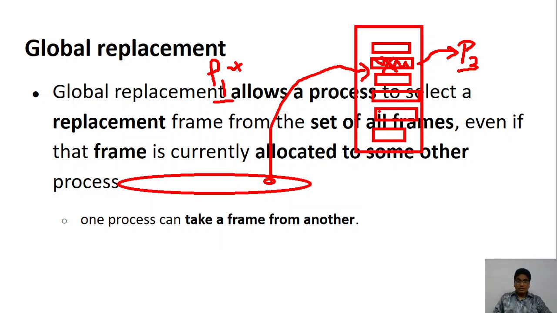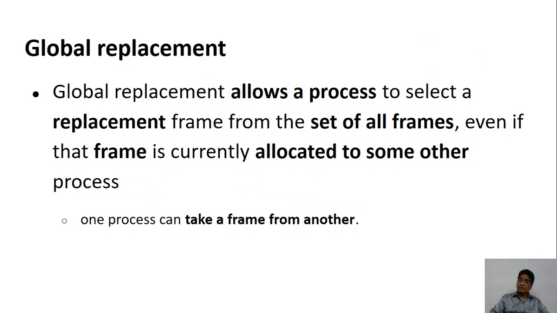It may also knock out frames belonging to P1 itself. It is not that it will always knock out the other process's frame; it is up to the operating system. You are giving it a free hit, so you can hit anything. You can replace your own frames, or you can replace somebody else's frame. Such replacement algorithms are called global replacement.